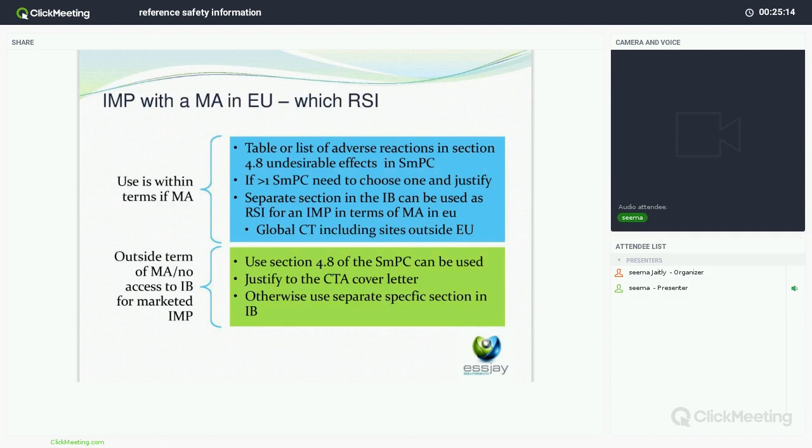Now, if you have an IMP which is marketed but is being used outside of its marketing authorization, and you don't have an IB, you may still be able to use section 4.8 of the SPC, but you would need to justify why it's appropriate to use that section. And if you have an IMP that isn't marketed within Europe, you would then have to ensure that you had an IB, and the reference safety information would be a section within the IB.